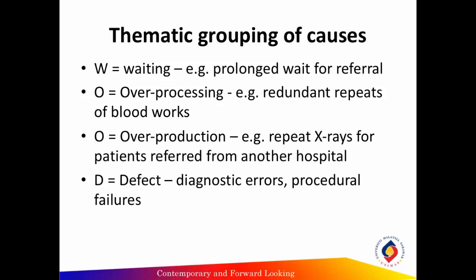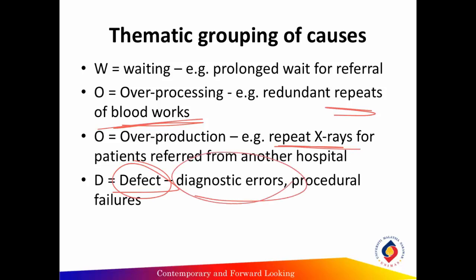Then we have prolonged waiting for referrals, over processing, redundant repeats of blood work. Another very common one is redundant repeats of x-ray films, overproduction, as mentioned, repeat x-rays for patients referred from other hospitals, and defects, diagnostic errors, procedural failures, and so on and so forth. So I would encourage the learners to look up these 7 groups of waste in any lean management learning.